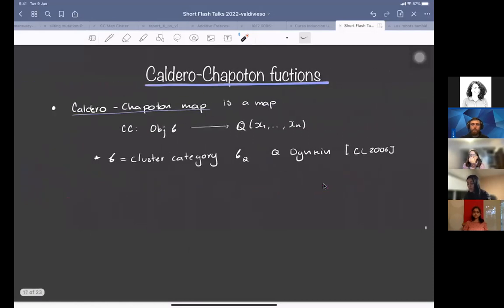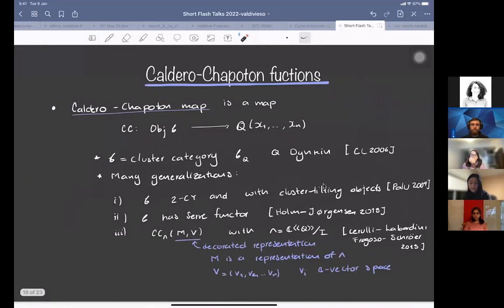And what we want to do is to compute Caldero-Chapoton functions for these kinds of algebras. A Caldero-Chapoton map is basically a map from the objects of some category to this ring. This map was defined at first for cluster categories of finite type by Caldero and Chapoton in 2006, but lately many generalizations have appeared. For example, it's possible to define Caldero-Chapoton maps for categories which are Hom-finite and have cluster tilting objects.